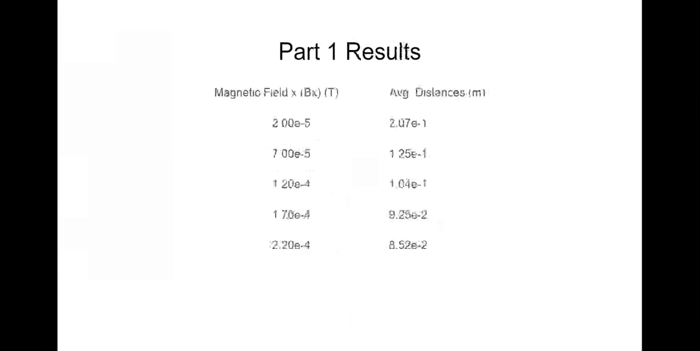Okay, first part of my results. Just to go through this, for my average distances, at a distance of 2.07 times 10 to the negative 1 meters, the magnetic field Bx, or the X component of the magnetic field, had an average magnitude of 2.0 times 10 to the negative fifth T. And then these are the rest of my results, as you can see, as the averages. If you want a more in-depth look at all of my results, I will include my spreadsheet in the description. You can take a look at that.